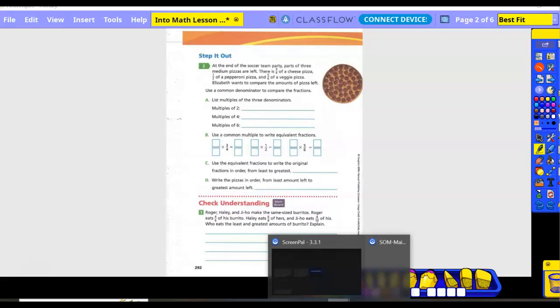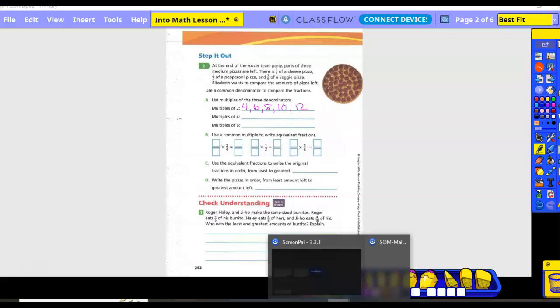At the end of the soccer team party, parts of 3 medium pizzas are left. There's 3/4 of a cheese pizza left, half of a pepperoni pizza, and 5/6 of a veggie pizza. Elizabeth wants to compare the amounts of pizza left. Use a common denominator to compare the fractions. Okay, so we're going to get multiples of 2 for our 1/2, right? So 2, 4, 6, 8, 10, 12.